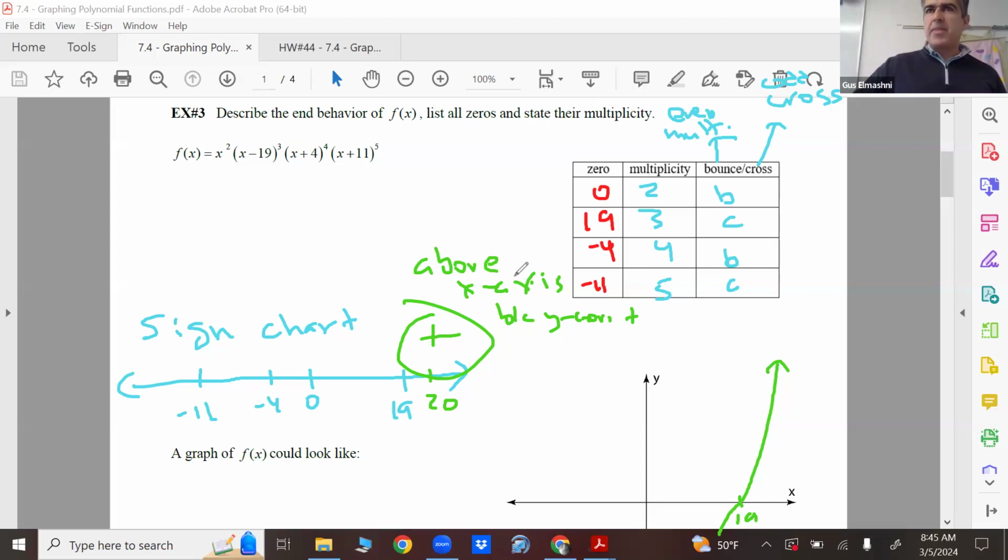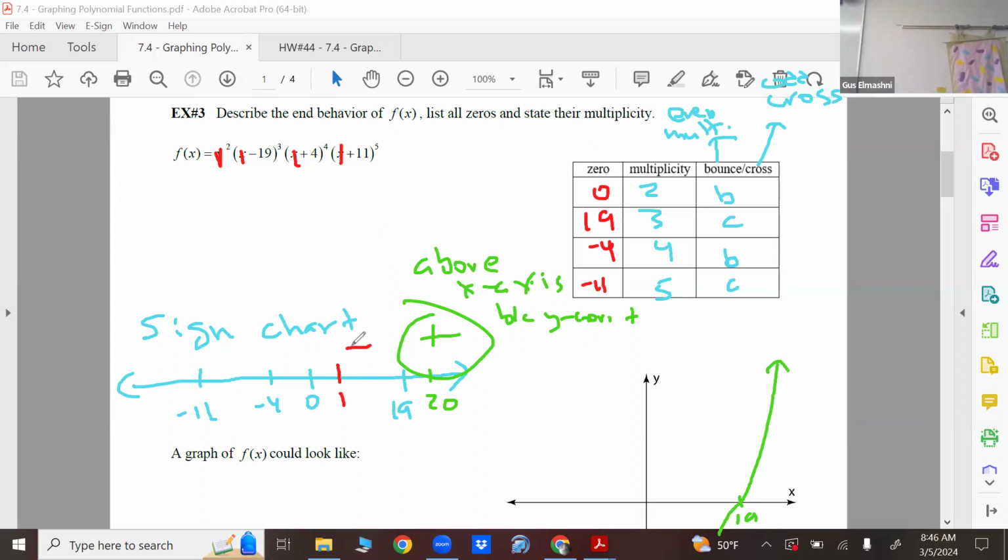Does that make sense? If I plug in anything larger than 19, the graph will be above the x-axis because all the y values will be positive. That's very important. Now, let's plug in a number between 0 and 19. Let's do 1. If I plug 1 in, is that positive? 1 minus 19 is negative, and you're also cubing it, so it stays negative. The rest are positive. So you have a positive times a negative times a positive times a positive. When you have 3 positives and a negative, altogether that becomes negative. That is why we cross.